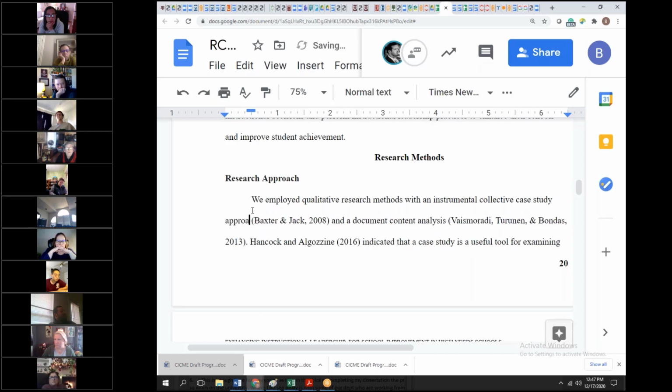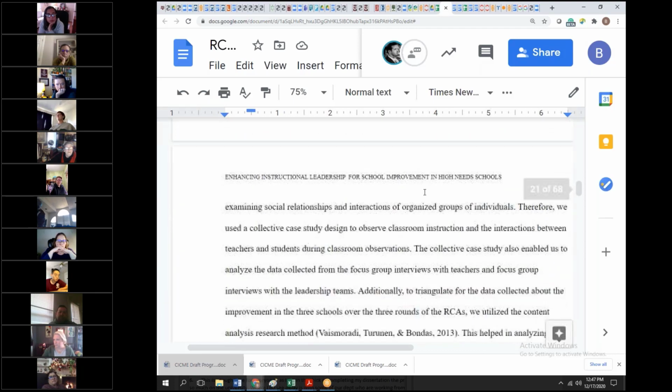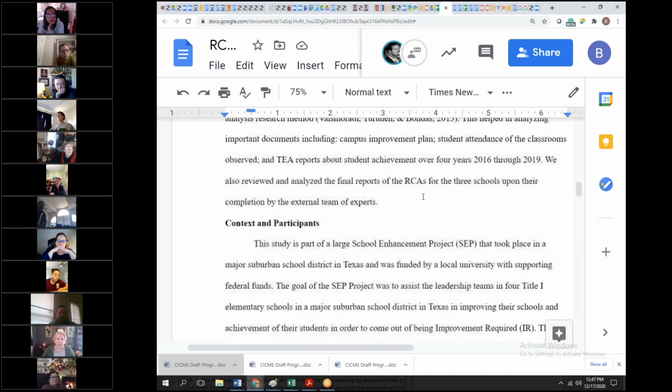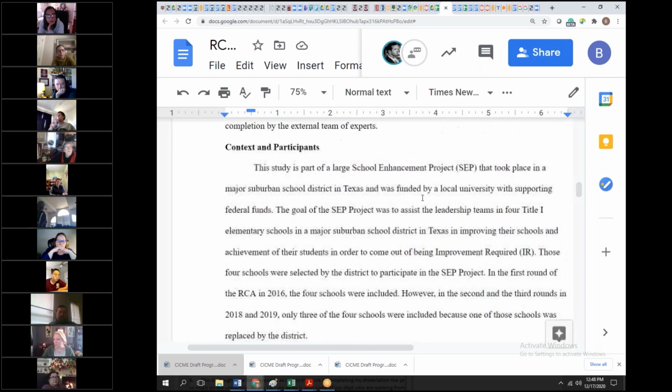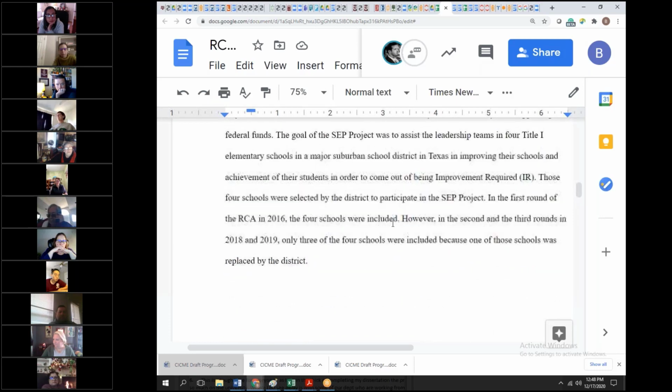And we'll probably change that right there to approach. And we probably would say like this, inclusive of a document content analysis, because the document analysis is also a technique that we used within it. So then we talk about case studies and we talk about the collective case studies and then the context and participants.